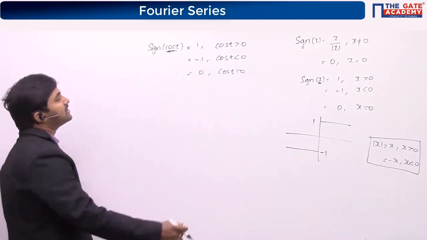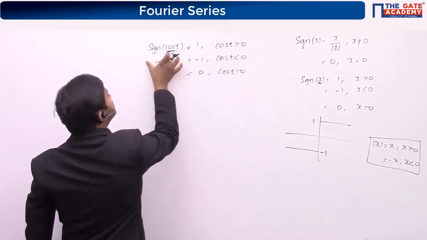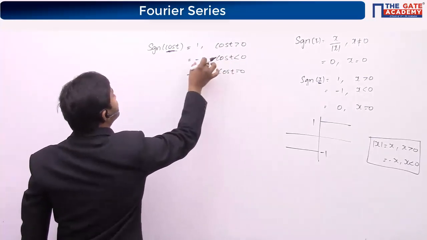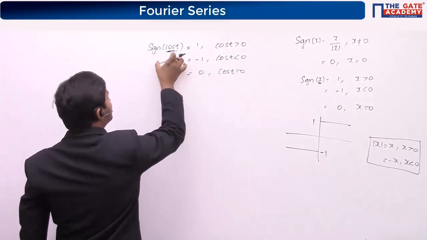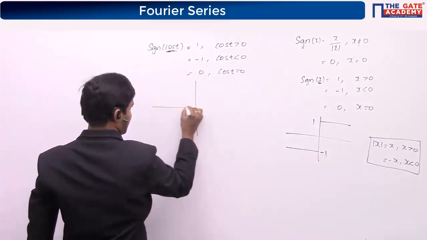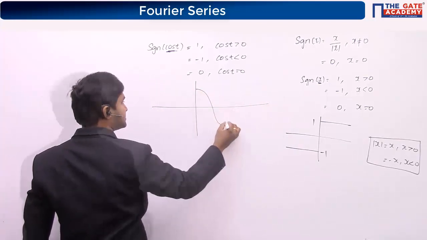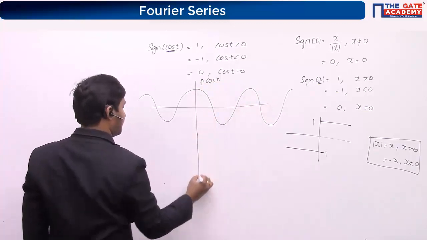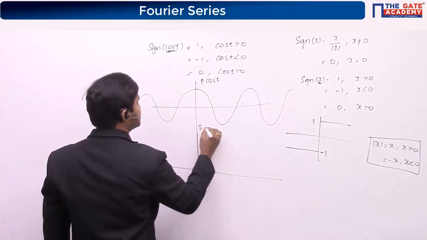So what does it mean here? Whenever your function cos t is greater than 0, then signum of cos t will be 1. If cos t is less than 0, then the value of signum of cos t is minus 1, and it is going to be equal to 0 for cos t equal to 0. Now please understand that the cosine function that we are having is something like this. This is nothing but the cos t function. Now correspondingly, we will plot signum of cos t.